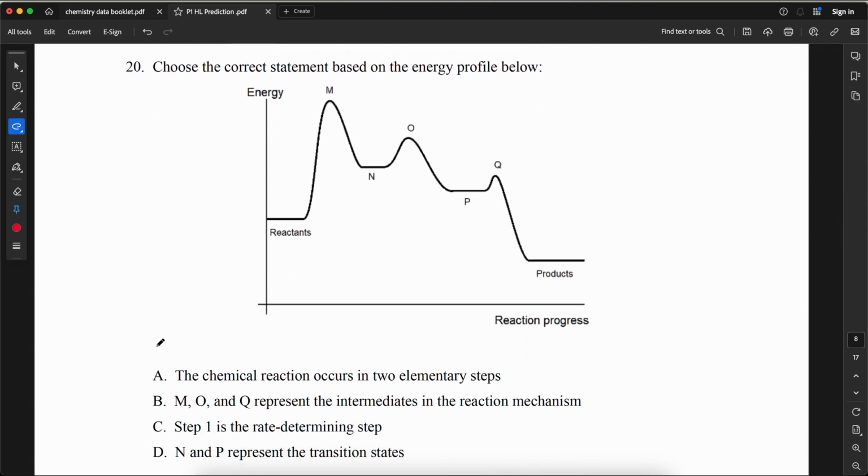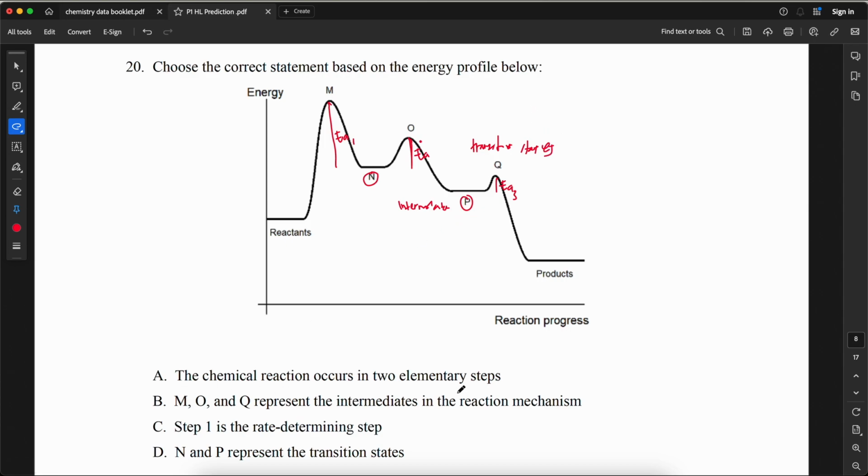Choose the correct statement based on the energy profile below. This one is activation energy 1, this one activation energy 2, and this one activation energy 3. N and P are intermediates, and M, O, Q are transition states. So let's see the options.